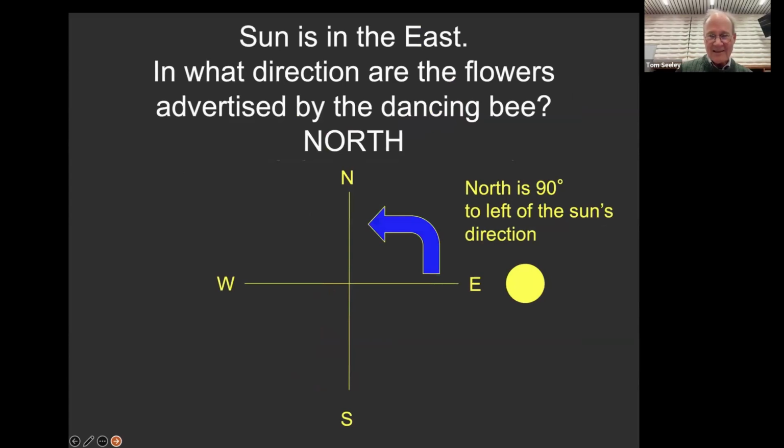Yes, the sun's in the east. Over here, she danced 90 degrees to the left of straight up, and that brings us over to the direction of north, because north is 90 degrees to the left of the sun's direction. Very good.